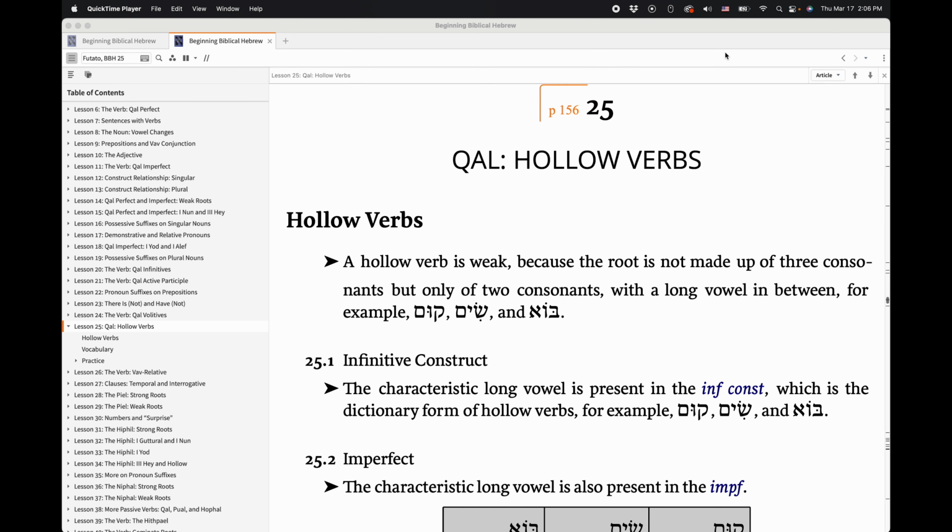I wanted to go over the hollow verbs with you. I know that this is a little bit of a trickier lesson. Some of these forms are just not what you're used to. So I figured if I walk through the lesson with you, that might help a little bit. We'll take a look at the paradigm chart at the end of the lesson that Furtado has in the back of the book. We'll just talk about why some of these changes occur.